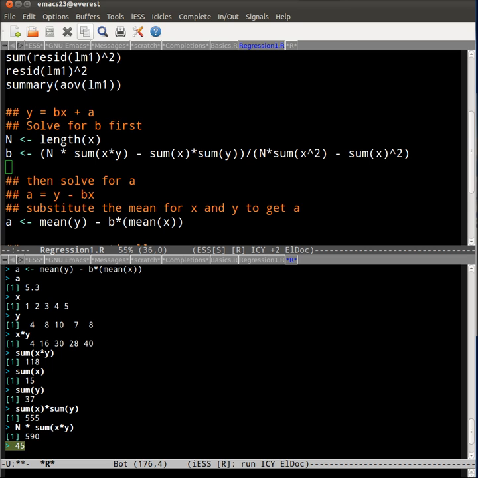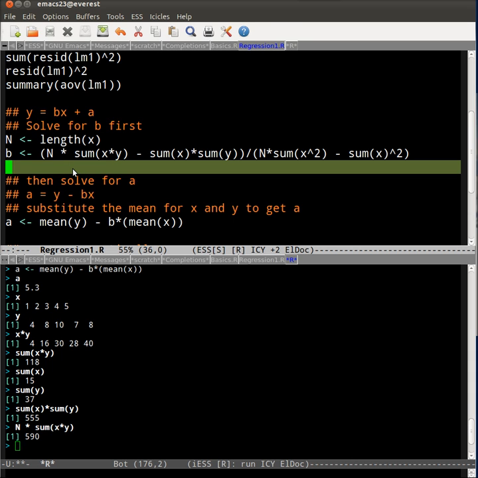So now we've got 45, and we're going to divide it. Let's just keep that in mind. So this is going to be 590 minus 555, and I'm going to put parentheses up here.